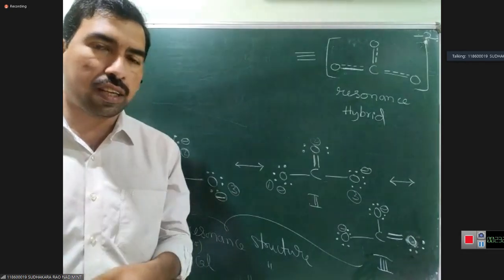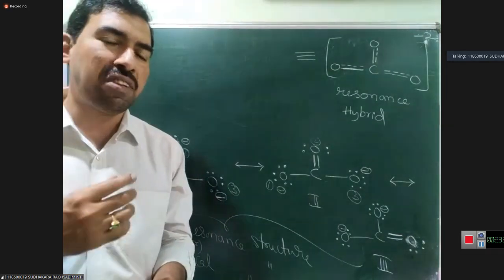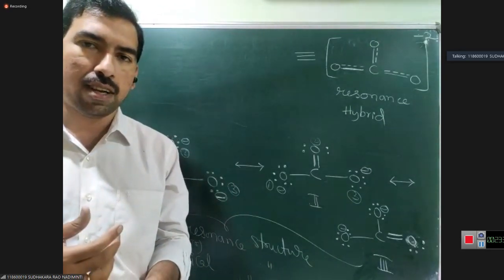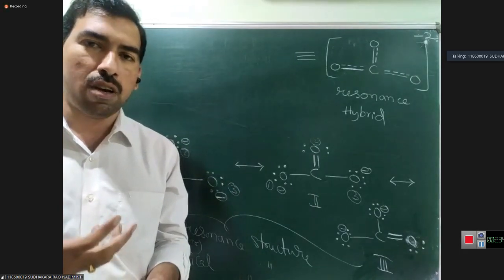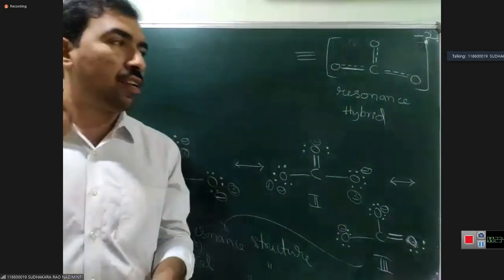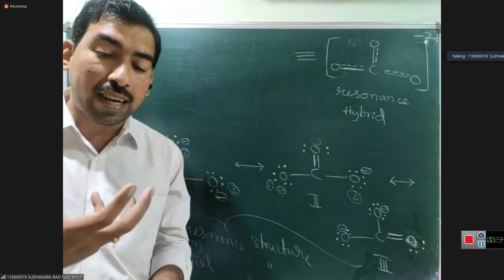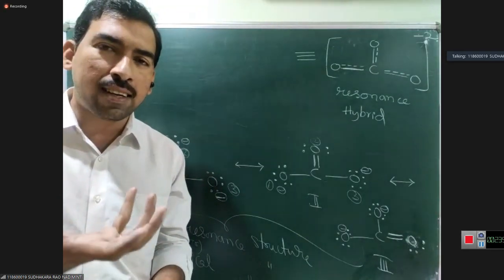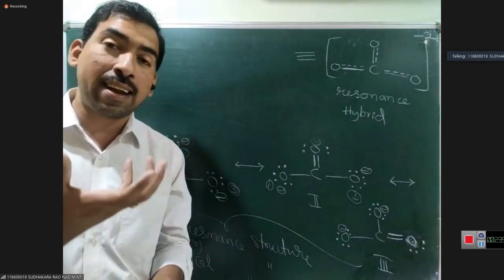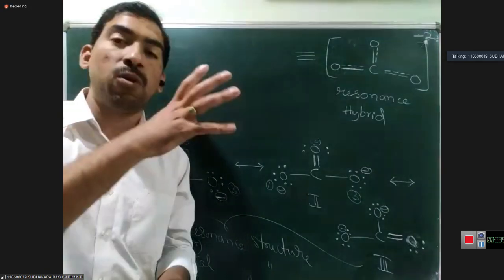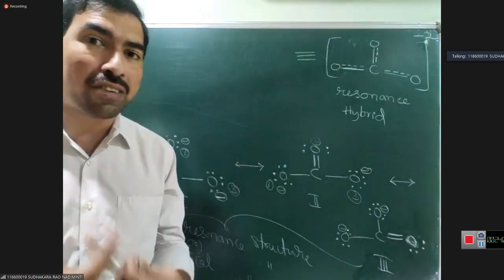In those structures, some will be less stable structures and some will be more stable structures. Then the more stable structure can contribute more to the resonance hybrid. That means the characteristics possessed by the stable resonance structure will appear more in the original structure. So that's why we can call them contributory structures.